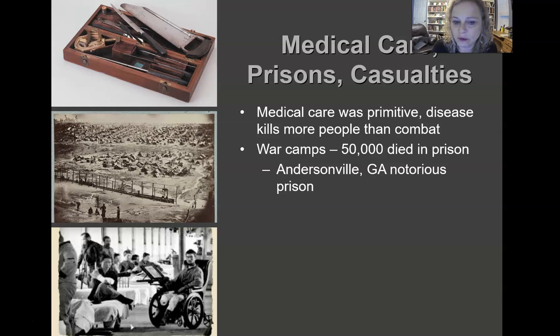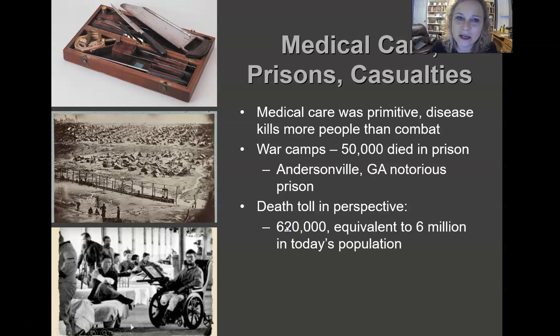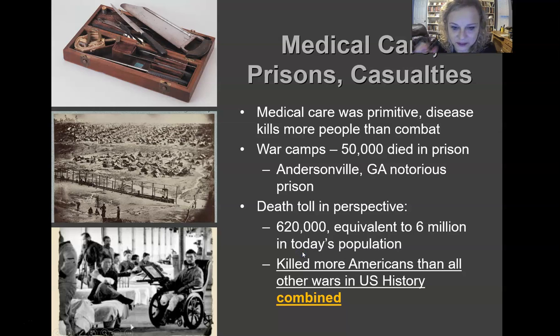Extremely notorious, horrible treatment. And the death toll, I think we really need to wrap our heads around this, okay? Now, the numbers change from place to place. About 620,000 people died. If you match what the population was then to today, that would be like losing 6 million people here in the United States. Now, I want you to really, really wrap your head around this one.